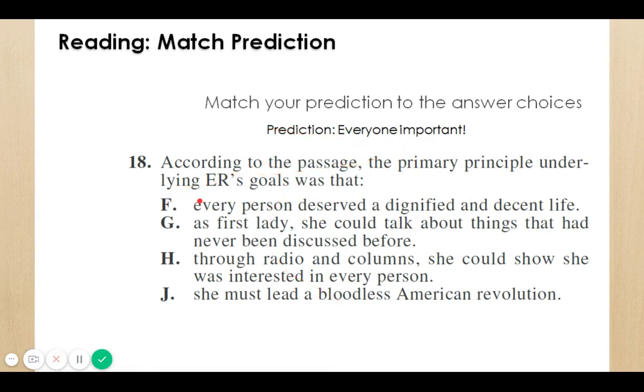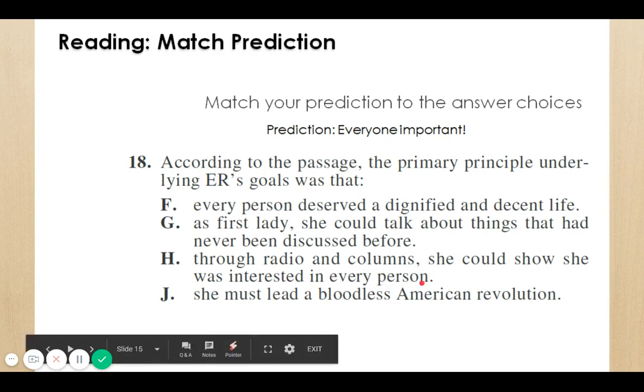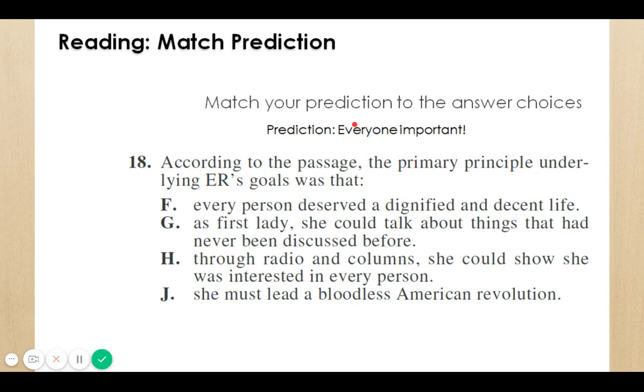Then I read through the answer choices. F, every person deserved a dignified and decent life. That could be it. I'm looking for what's closest to everyone's important. As First Lady, she could talk about things that had never been discussed before. No, that has nothing to do with what I thought. H, through radio and columns, she could show she was interested in every person. So interested in every person, kind of, maybe. And then J, she must lead a bloodless American Revolution. No, nothing about that. So when I'm looking at everyone is important, I think F is a better fit.